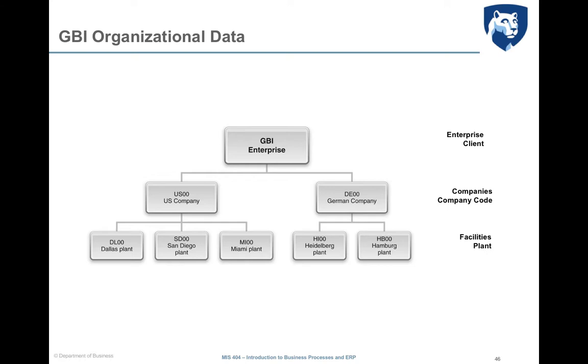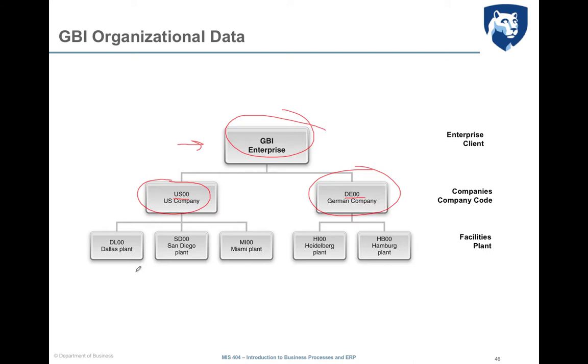If we refer to our GBI case, and if we recall what we discussed so far, we can remember that GBI consists of two companies, one in the United States and one in Germany, under which the main enterprise is formed. Of course, GBI is represented by a client code, the GBI Enterprise, and each of these two sub-companies is represented by a company code. In particular, you can see US00 and DE00, the US company and the German company.